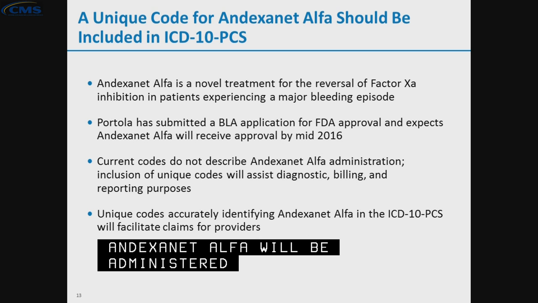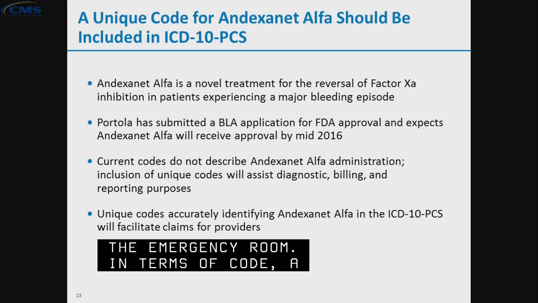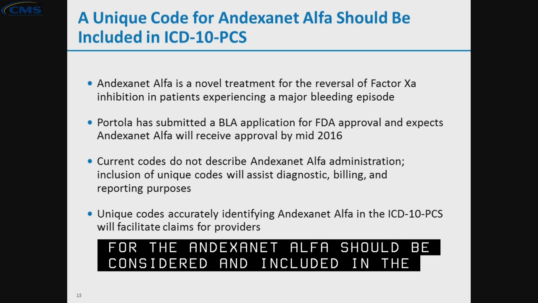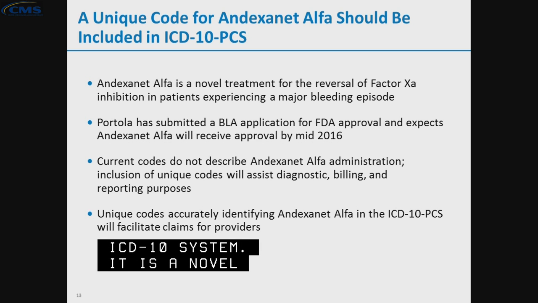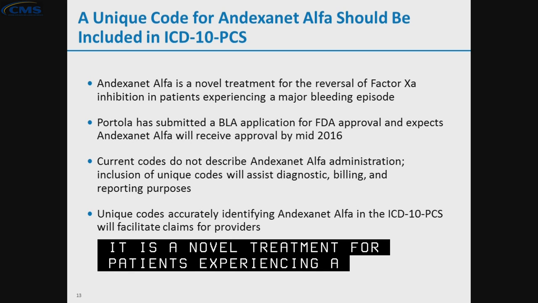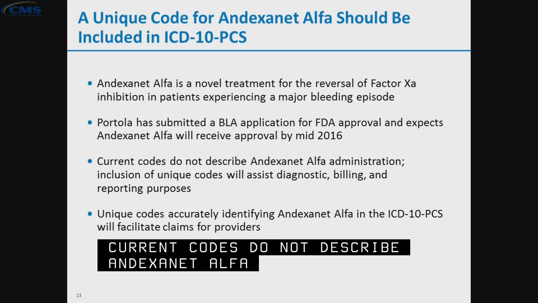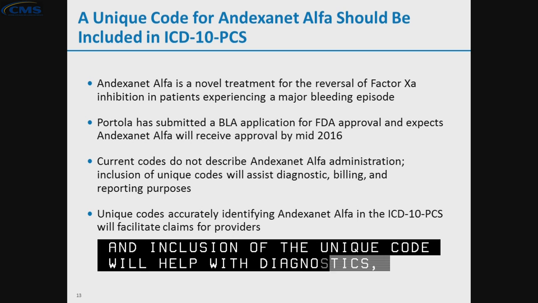In terms of code, a unique code for andexanet alpha should be considered and included in the ICD-10 system. It's a novel treatment for reversal of factor 10A inhibition in patients experiencing a major bleeding event. Portola has submitted a BLA application and looks forward to an approval by mid-2016. Current codes in the ICD-10 system do not describe andexanet alpha administration. A unique code will help with diagnostic, billing, and reporting purposes, and will accurately identify andexanet alpha and help facilitate claims for providers.